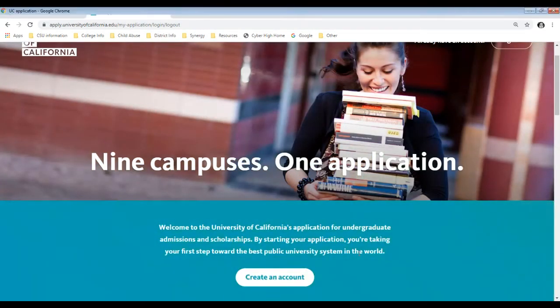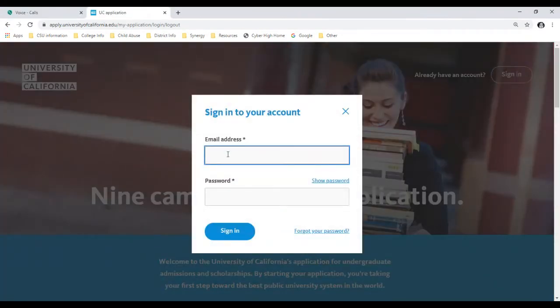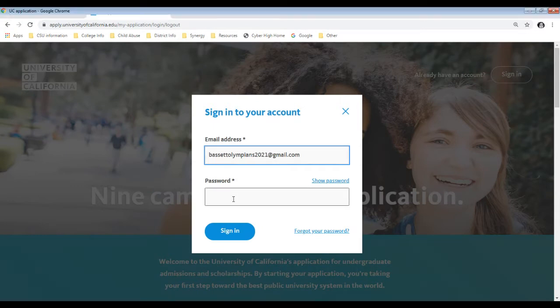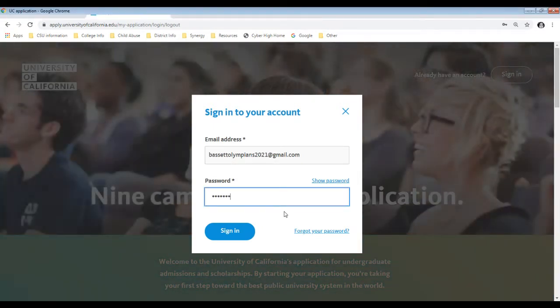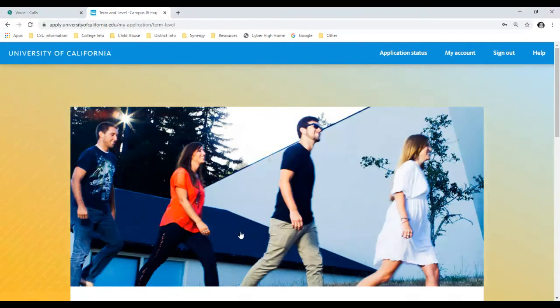I already have an account, so I am going to go up here where it says sign in. So you're going to click on the sign in, and you're going to put whatever email address you use. That's what you put. And I'm going to put my password. And then you're going to say sign in. But the first time, if you haven't created an account, you have to create an account. As soon as you log in, it's going to show you the application.